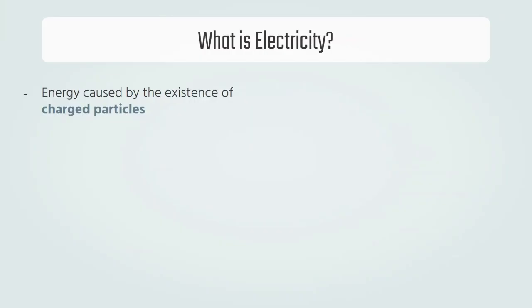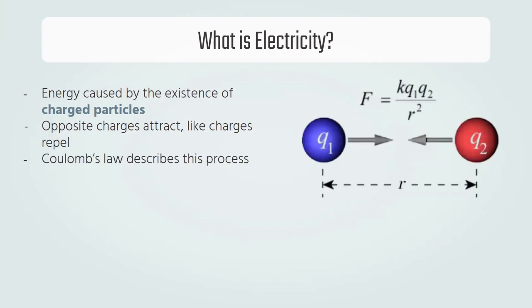So, what is electricity? Electricity is, at a high level, energy caused by the existence of charged particles, okay? Opposite charges attract, like charges repel. We're hopefully all familiar with that idea, right? Two positive charges close together are going to push away from each other. Positive and negative close together are going to attract each other, right? So Coulomb's law describes that process.